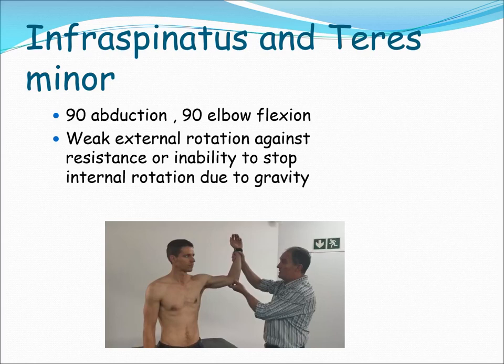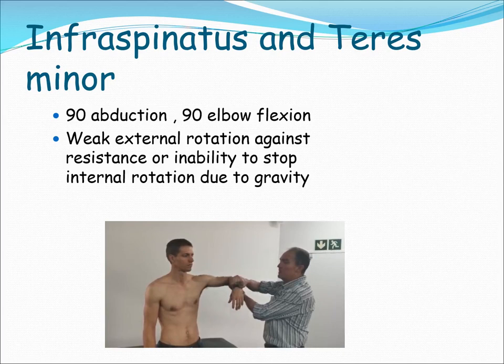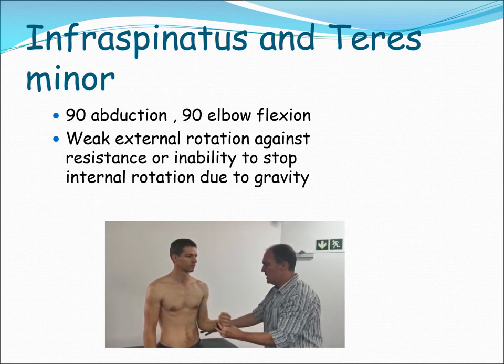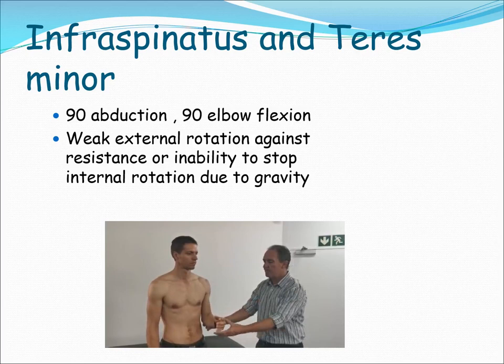The next test is for infraspinatus and teres minor together. The arm is put into abduction 90 degrees with 90 degrees of elbow flexion and ask them to externally rotate again against resistance. If there's weak external rotation, this confirms a significant tear of infraspinatus and involving teres minor. And if it falls down against gravity, this is called the drop arm sign, or if you put the arm back down by the side, and they lose the ability to keep it in external rotation, this is called the lag sign.